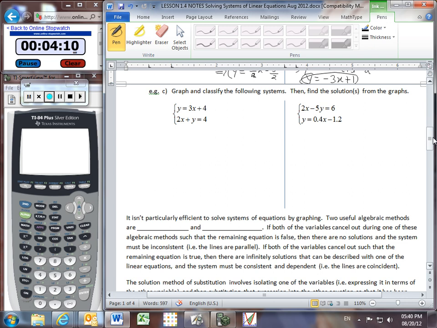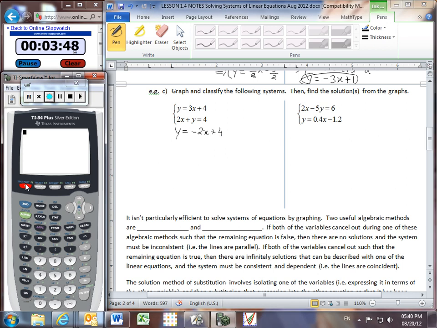All right, so let's graph and then classify these systems. And so we're going to do this, I suppose, with a graphing technique. I'd like to do this on the calculator. And so I just will first need to rearrange the second equation. I get y equals -2x plus 4. And so in order to graph it then, I'll put in these equations.